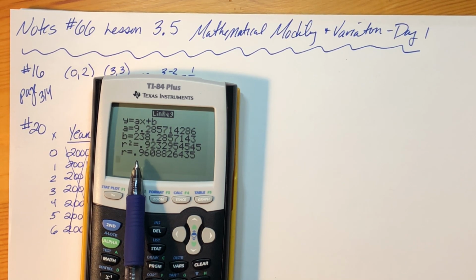This 0.9 is very high. This is a very strong correlation coefficient. All right, so it is a good line. It is good.